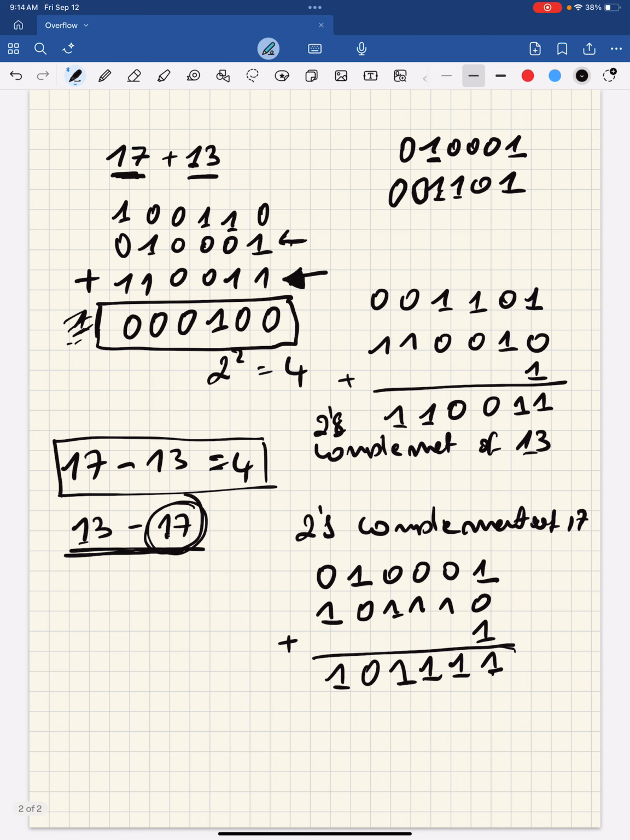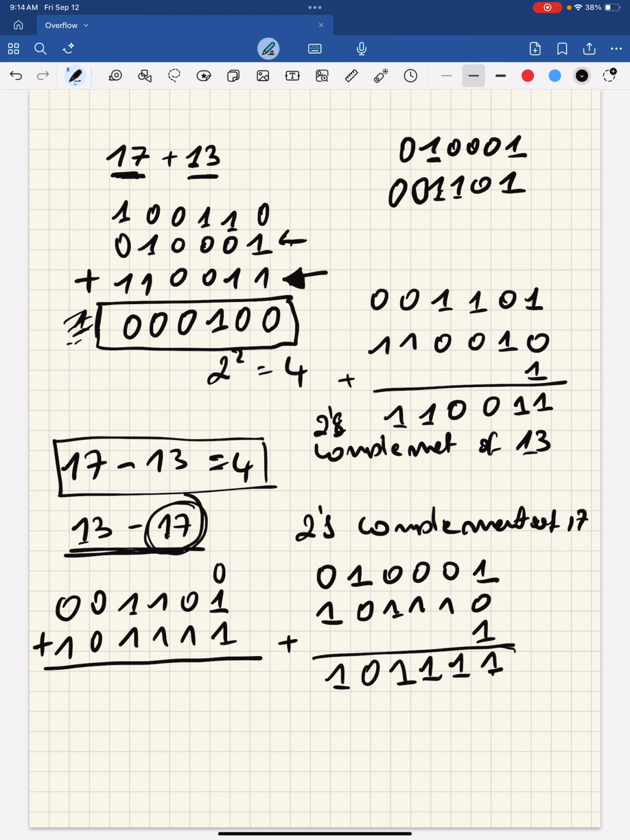So we will now take 0, 0, 1, 1, 0, 1. That is the 13. And then we'll add the 2's complement of 17, which is 1, 0, 1, 1, 1, and then 1. We always start with the carry being 0. Starting with this position, then we go next to that position, then next to this one, then the next, and then the next.